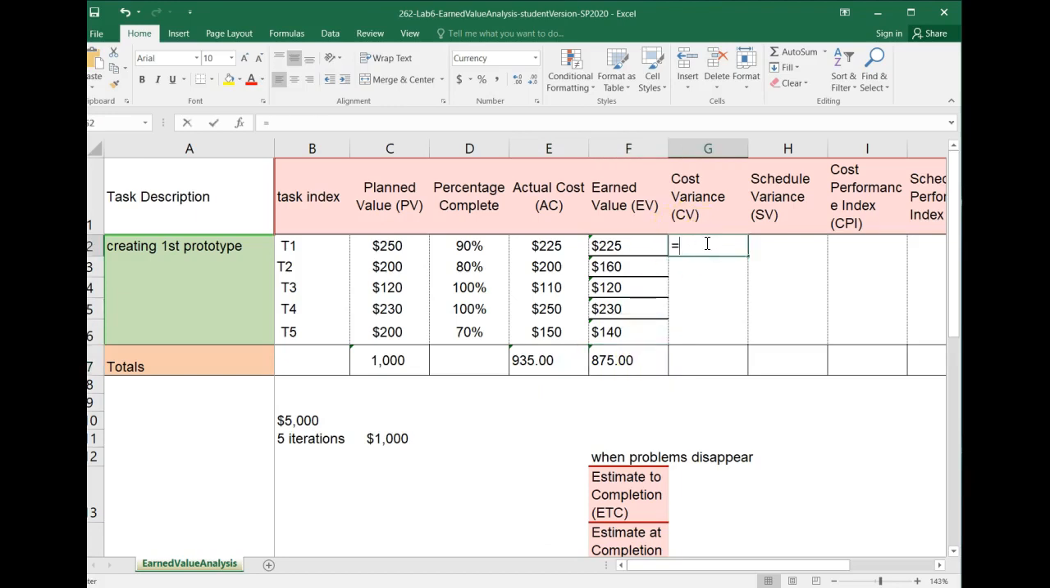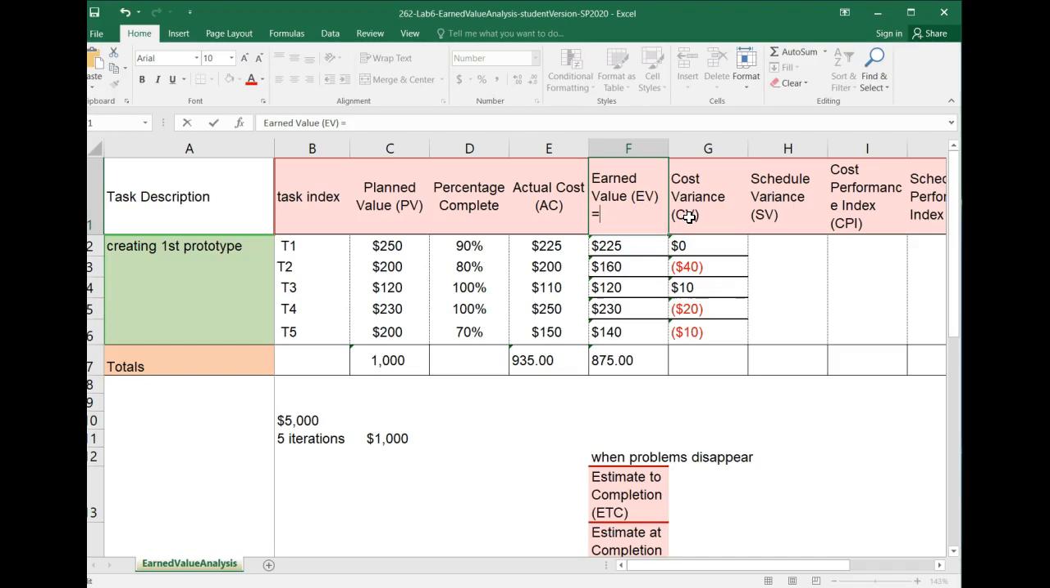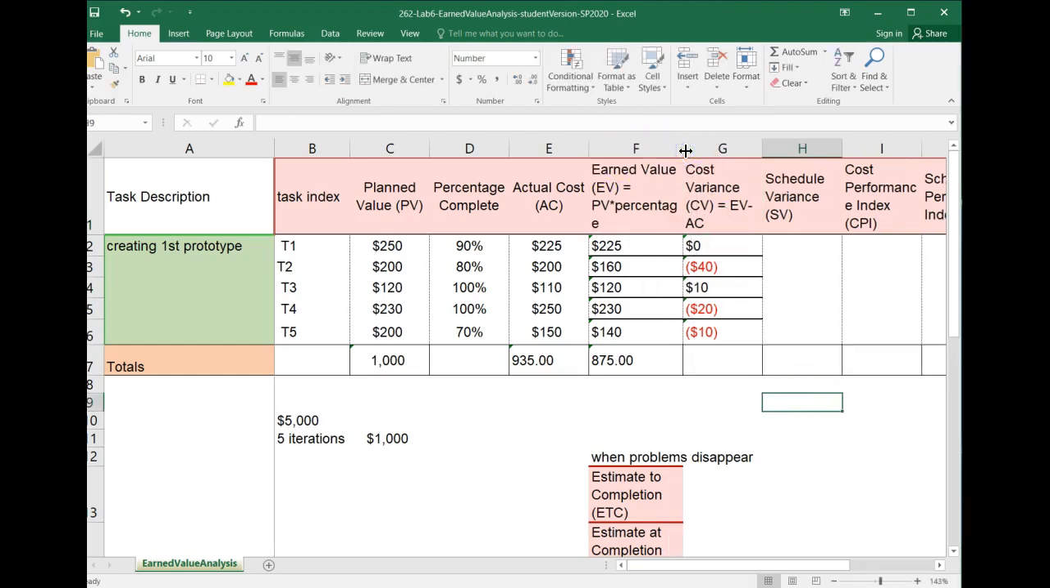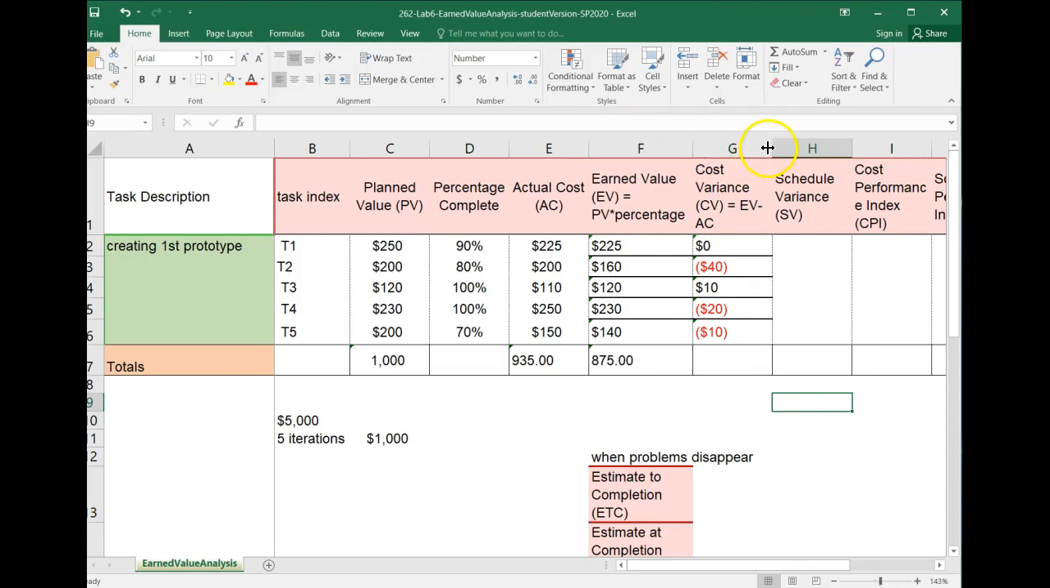Cost variance, I'm going to put the formula here, is the difference between earned value and actual cost, as seen in the movie and dinner example. So I'm going to put here earned value, percent PV times percentage. And this one, EV minus AC, so for you to remember. And I'm going to share this completed one after the lab is completed.